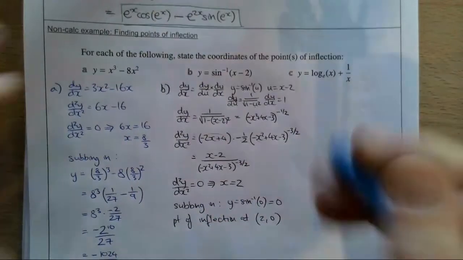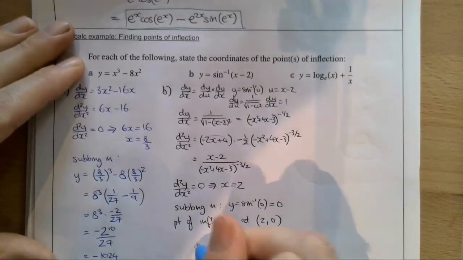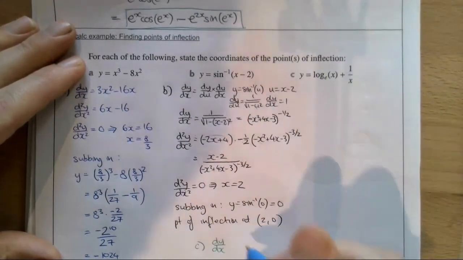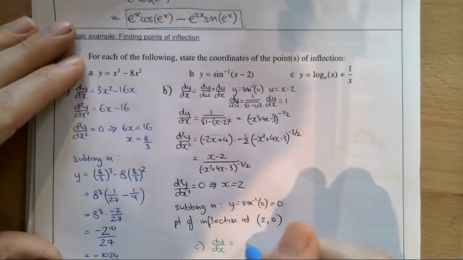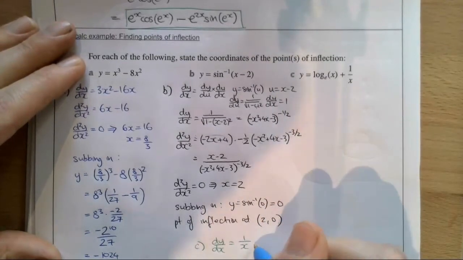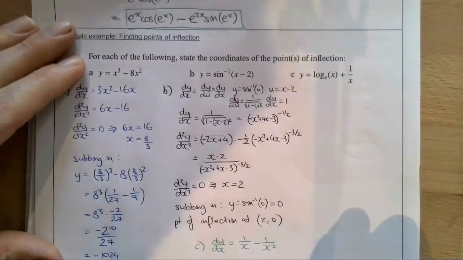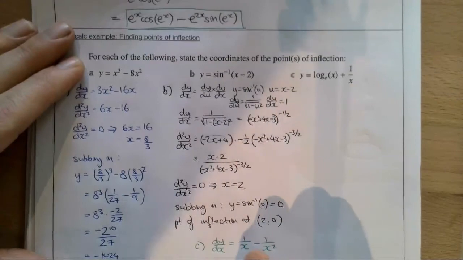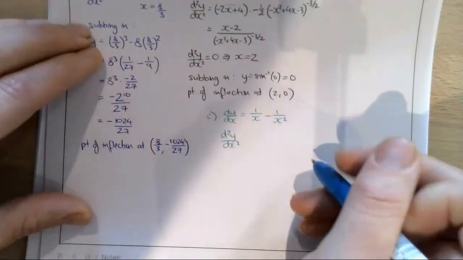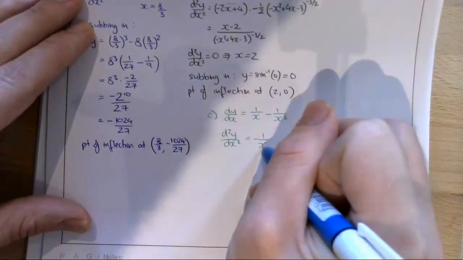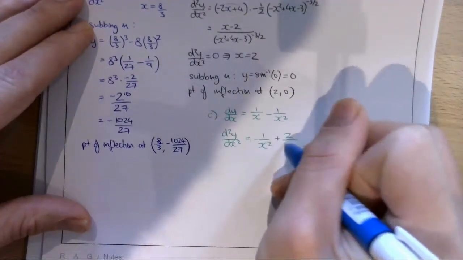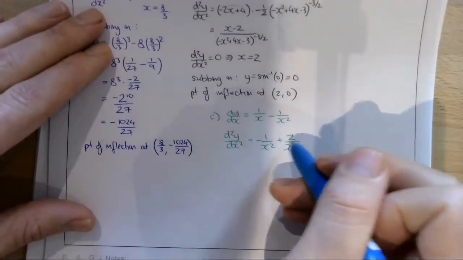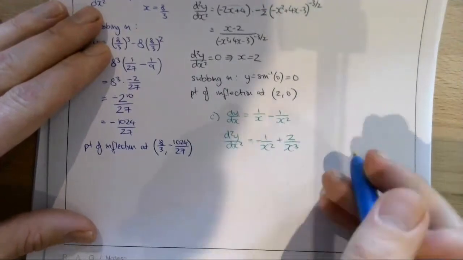Leaving us with one question to do. Try and squeeze it in here. So actually probably the easiest one of the lot. dy by dx is differentiating the two terms separately: 1 over x minus 1 over x squared. Then keeping the terms separate, d2y by dx squared is going to be minus 1 over x squared plus 2 over x cubed, multiplying by the power, minus 2, and then bringing the power down by 1.